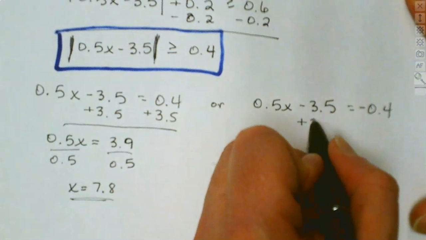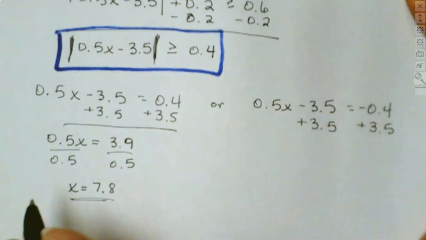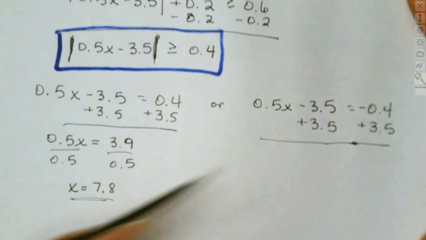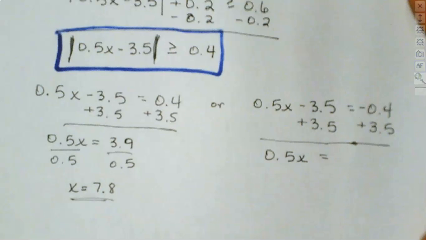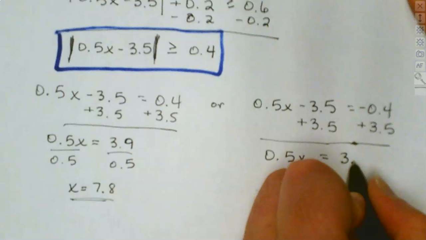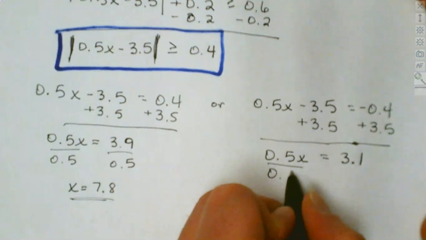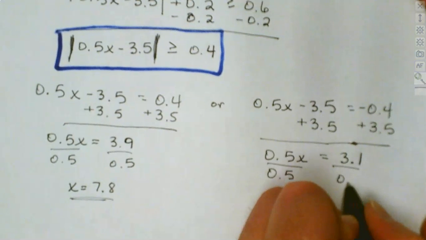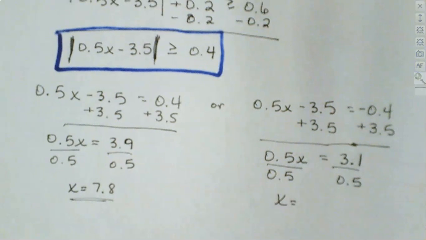Repeat the process on the other side. That leaves you then with 0.5x equals now, adding those together, looks like 3.1. Divide by your 0.5. That leaves you with x equaling now 6.2.